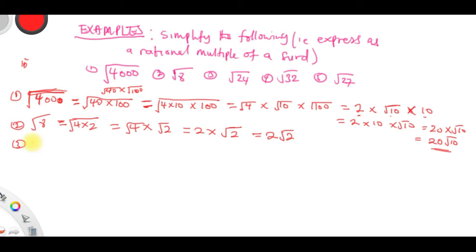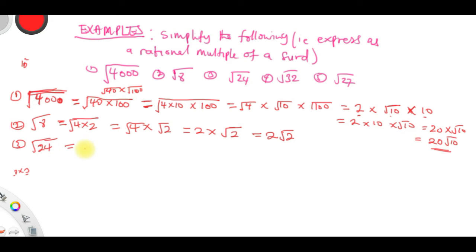The next one is the square root of 24. Have you seen? You are supposed to simplify this to its simplest form. So what we do is look for a factor of 24 which is a perfect square. Somebody can say that 24 is 8 times 3. But 8 is not a perfect square, and 3 is also not a perfect square.